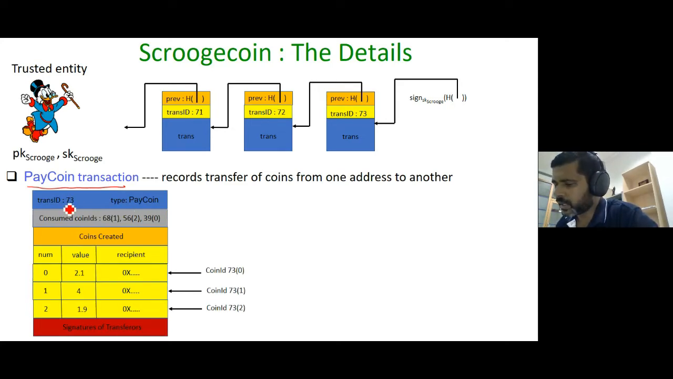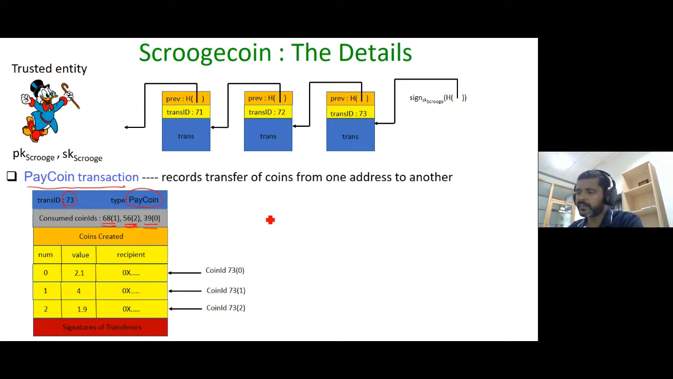Right? So the structure will be the following. Imagine this is the 73rd block created by Scrooge, whose type is paycoin. That means all the transactions in this block are of type paycoin. Now, in this particular example, there are 3 transactions of type paycoin in this block. The first transaction is trying to consume coin number 68,1. That means the coin which has been generated, whose record has been kept in block 68 and entry number 1. The second transaction is trying to consume the coin which has been generated in the 56th block and entry number 2. And the third transaction is trying to consume the coin which has been generated in the 39th block, 0th entry.